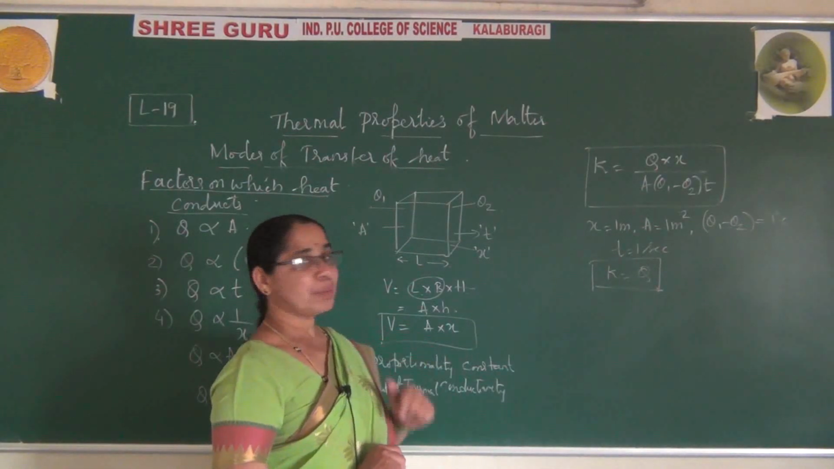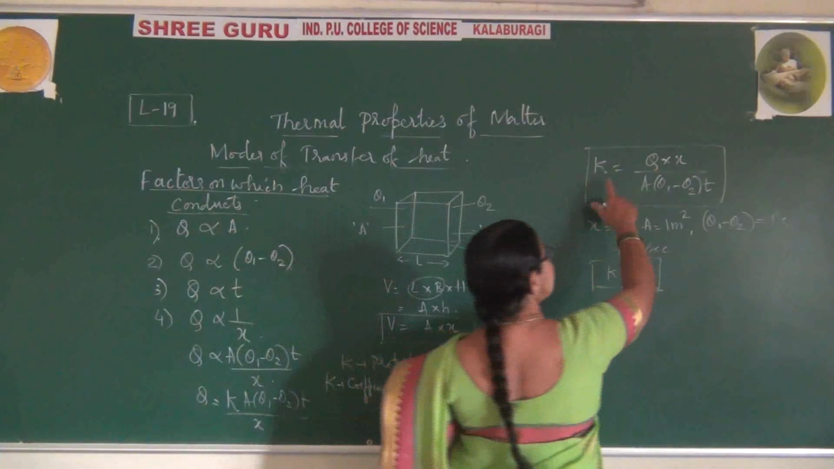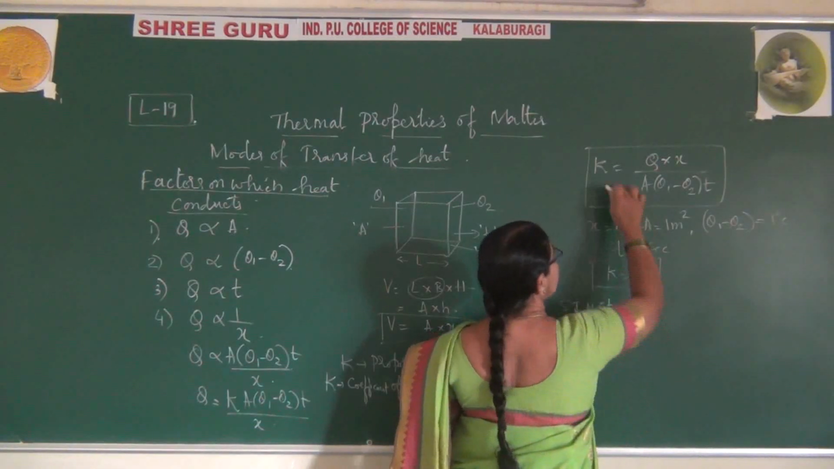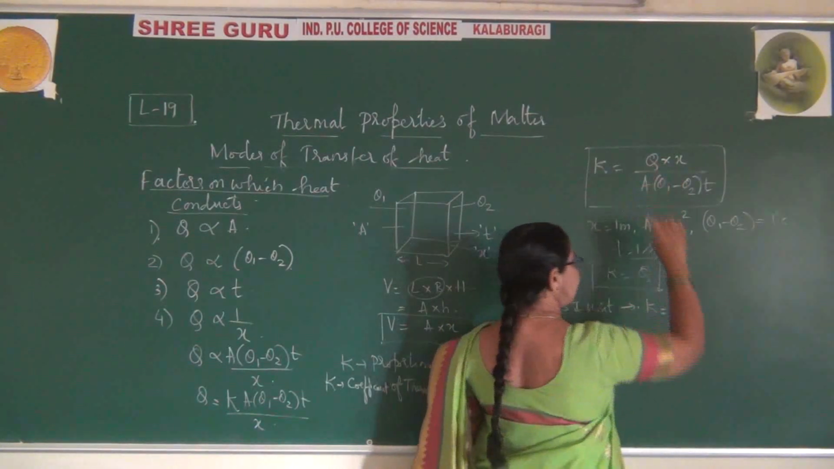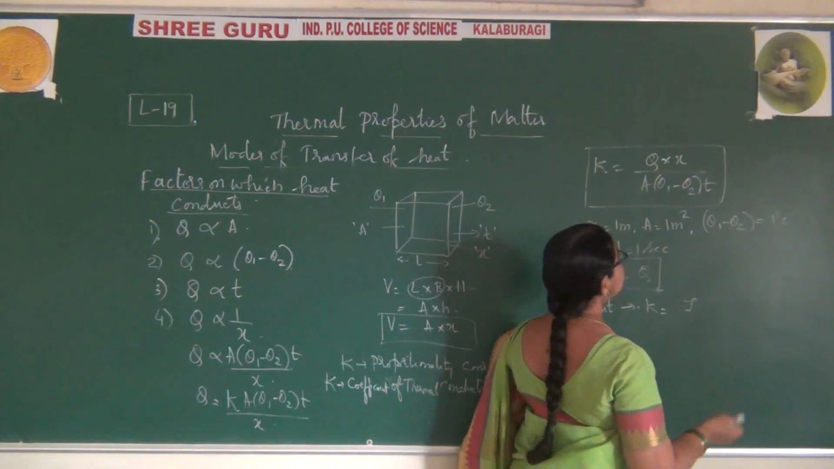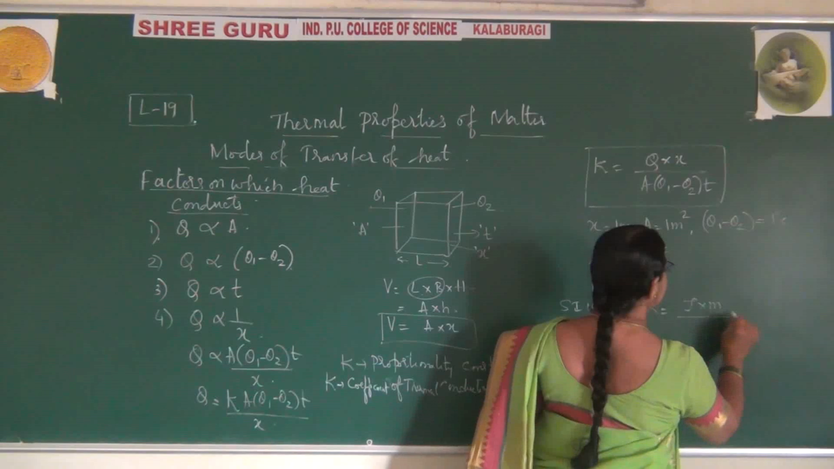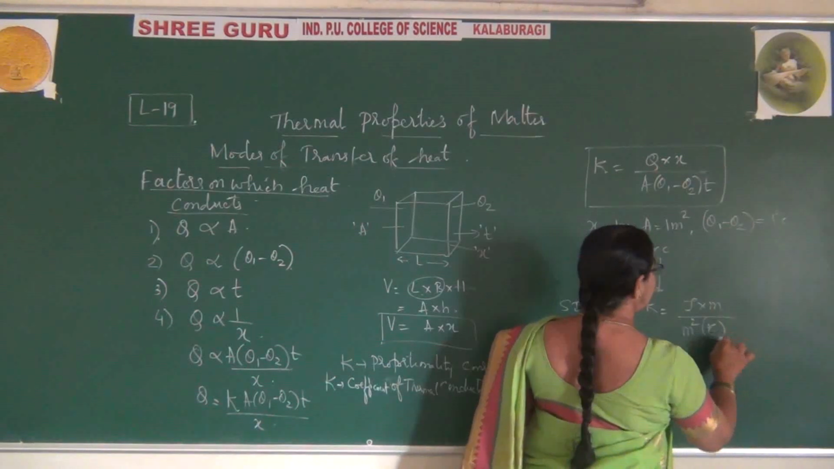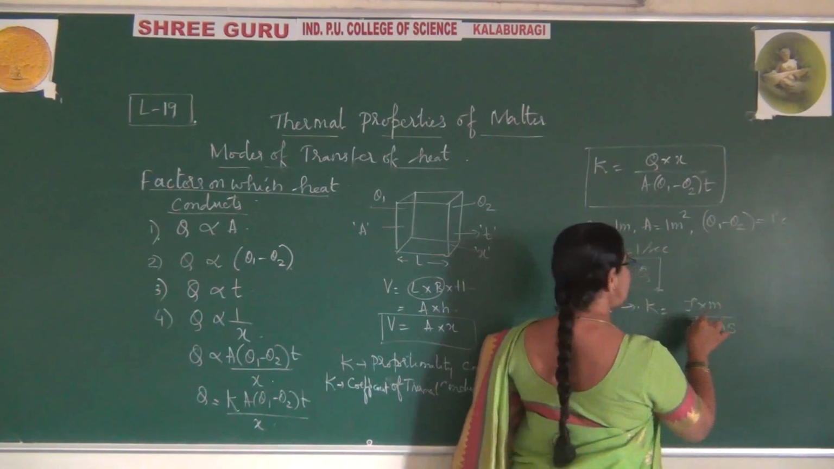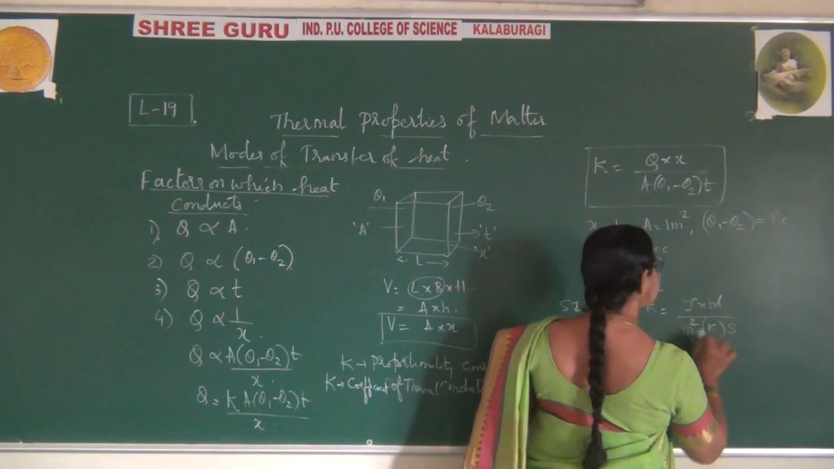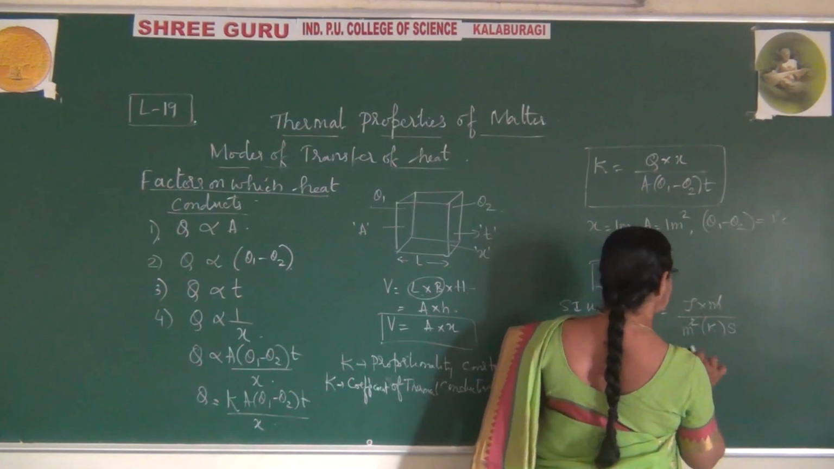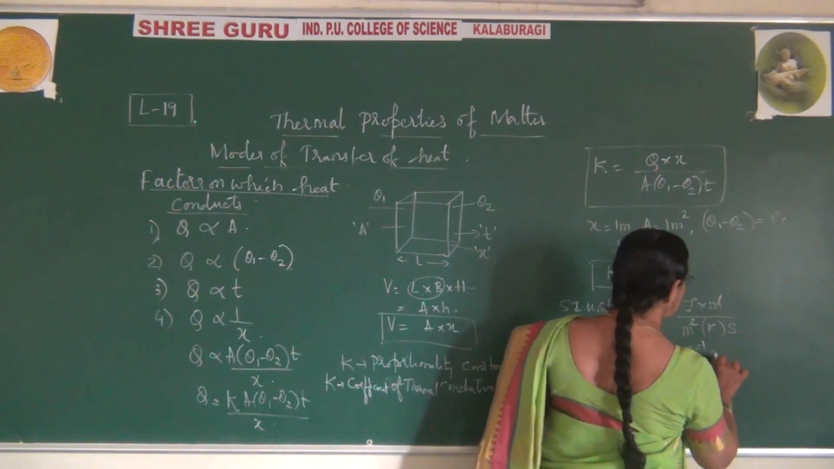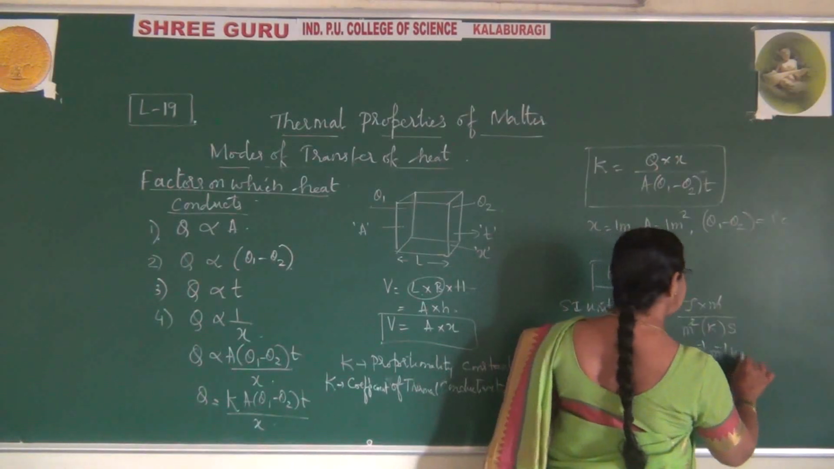Now, one more point: let me write the SI unit for this. How to write the SI unit? Now, K is equal to, here quantity of heat is always expressed in joules. Distance is measured in meters, and area is measured in meter square. Temperature difference is measured in Kelvin, and time is measured in seconds. One meter gets cancelled. You get K equal to J, S comes to the numerator, J s to the minus 1 m to the power of minus 1 K to the power of minus 1.